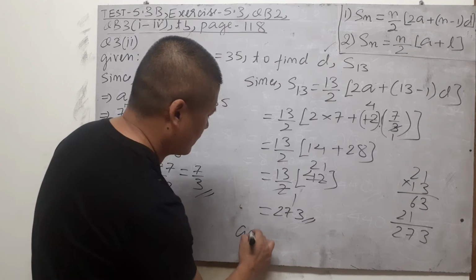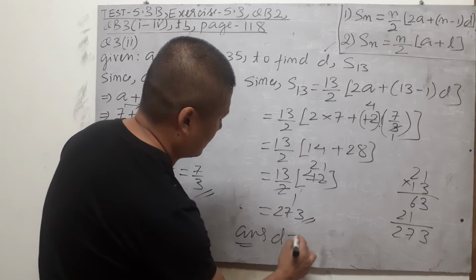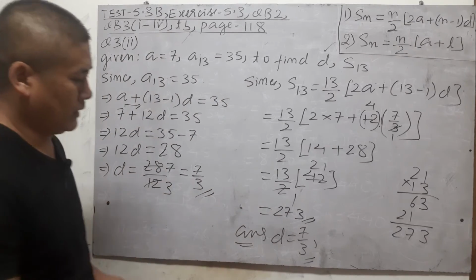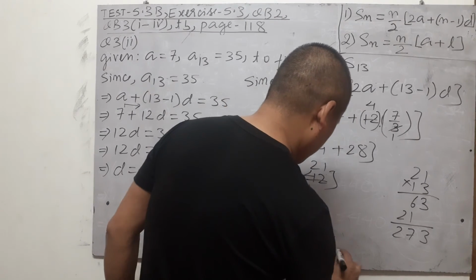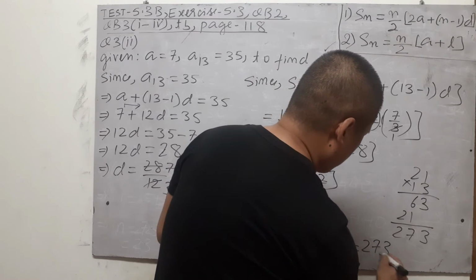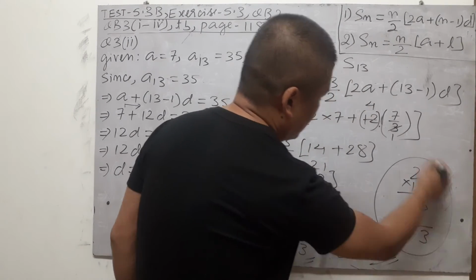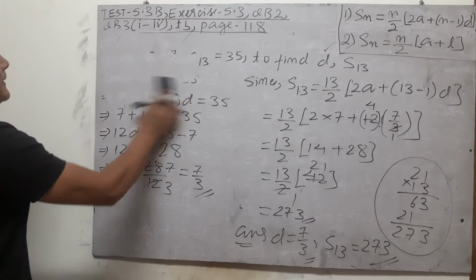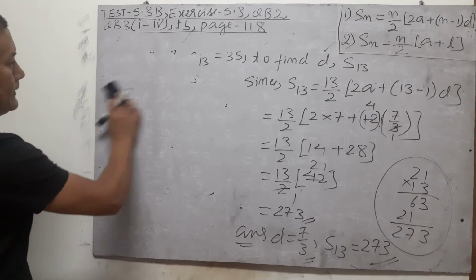They ask for the answers for d. d is 7 by 3, as we can see here. And then they ask for S13, the sum of 13 terms, which we got just now: 273. Write these things on your rough. Okay, 2 more questions. I hope you're getting it right.